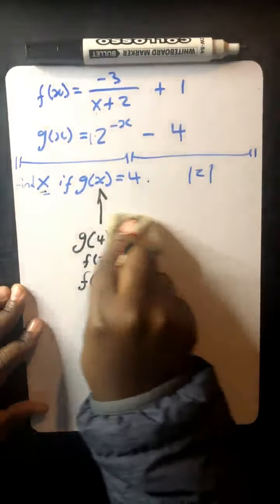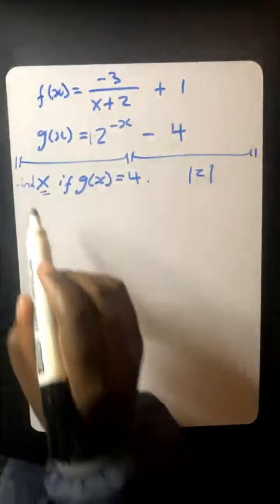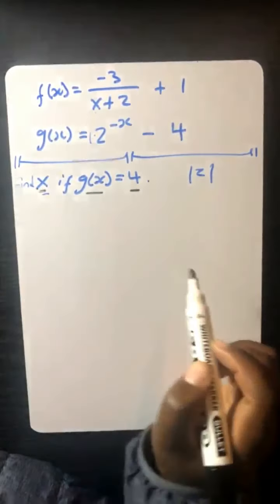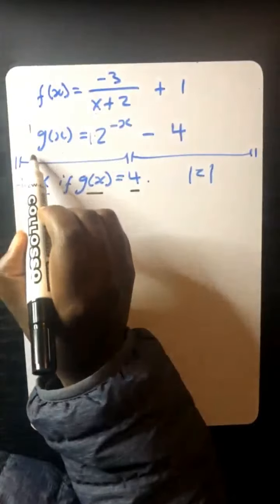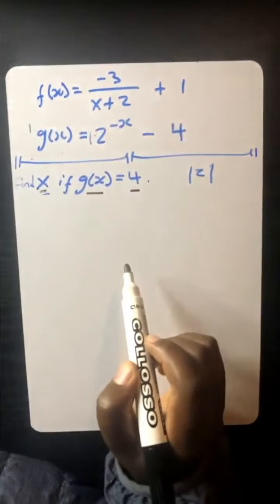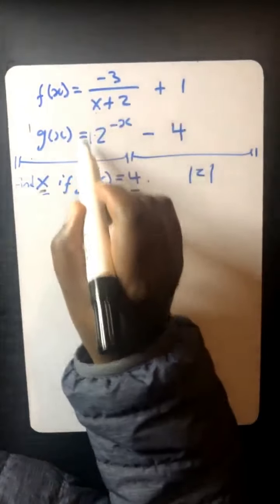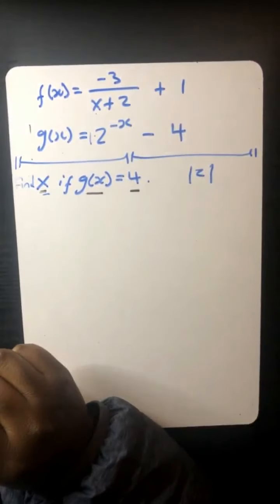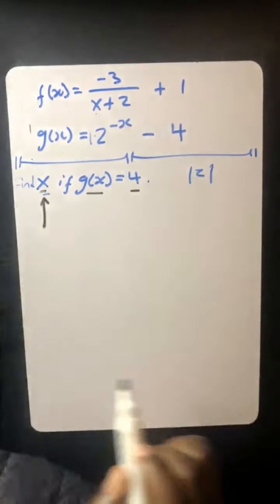But this question is different in a sense that they are saying, find x if g of x is equal to 4. Where is g of x? Sakina, there is g of x. So they are simply saying, equate that g of x to 4, then solve for x. Why x? Because that is what the question wants you to do.